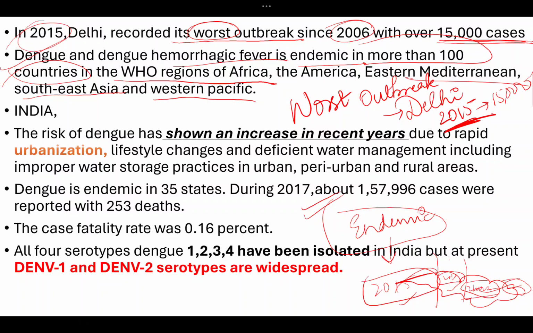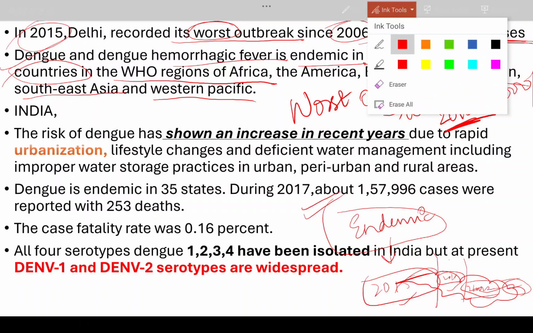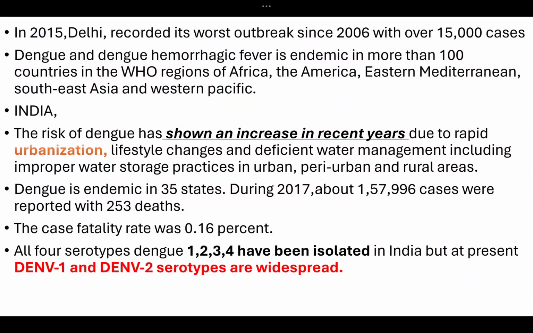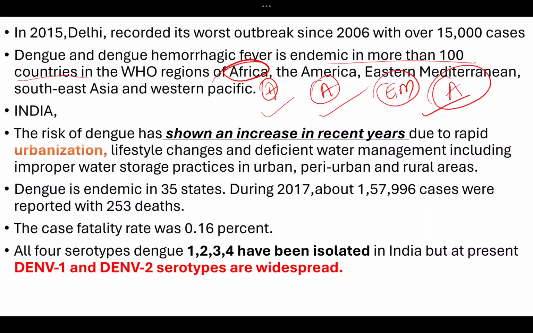So this is seen in more than 100 countries, so it is said to be endemic. It is endemic in more than 100 countries, especially in the World Health Organization regions of Africa, America, Eastern Mediterranean, Southeast Asia. Africa, America, Asia and Eastern Mediterranean.